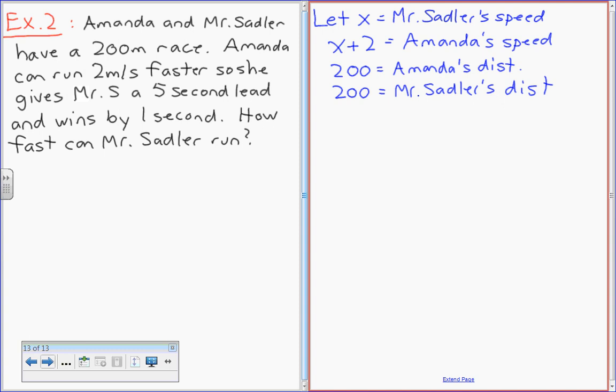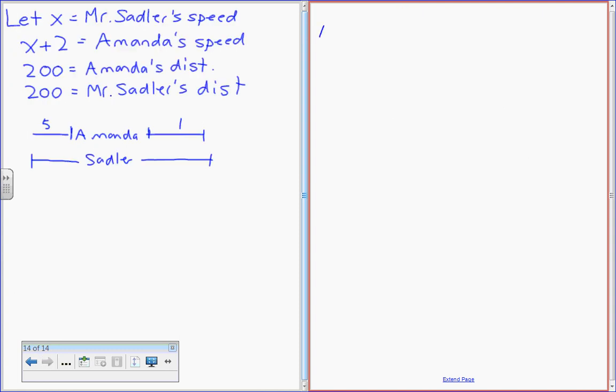If you take a look, I'm just going to show the race here. This is Amanda running her race, and here's Nick. So what Amanda does is she gives me a 5-second head start, and she runs from there to there, and then there's a 1-second ending. So whatever Amanda's time is, if you add 6 to it, it's going to be my time. So our equation is going to be Amanda's time plus 6 is equal to Sadler's time.